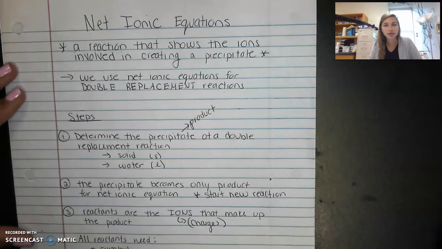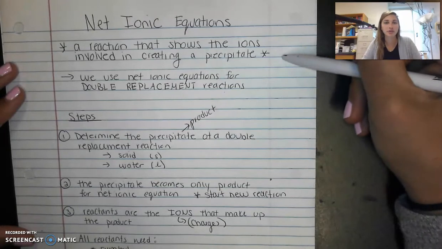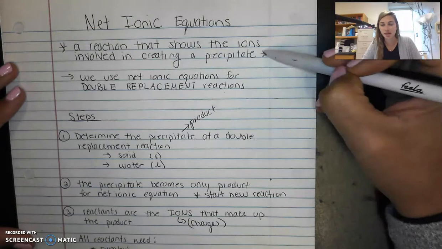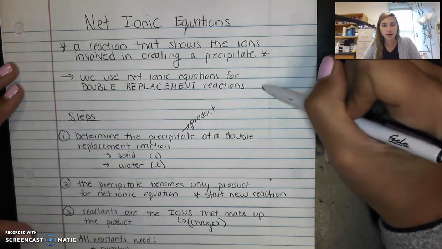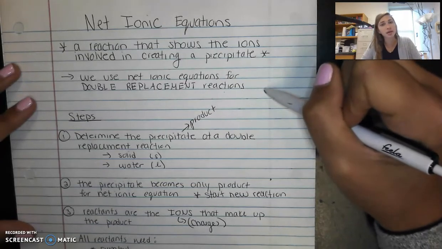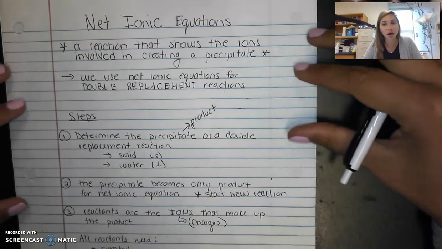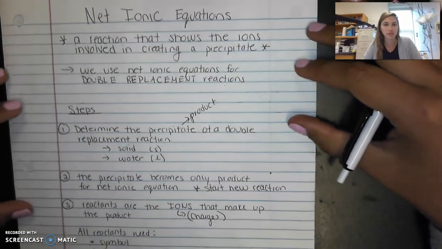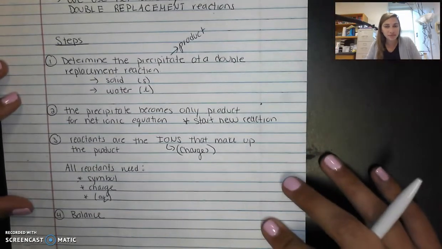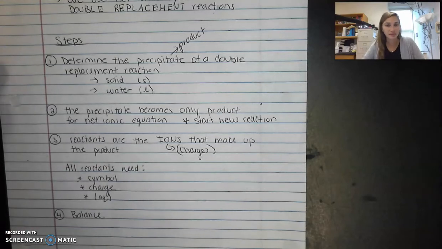All right, we're going to talk about net ionic equations. A net ionic equation is a reaction that shows the ions involved in creating a precipitate. We're going to use net ionic equations for double replacement reactions only. Net ionic equations can be used for other types of reactions, but for the purposes of our class, it's just going to be double replacement. So go ahead and pause the video and write down these steps, and then I'm going to explain how these steps work with some example problems.